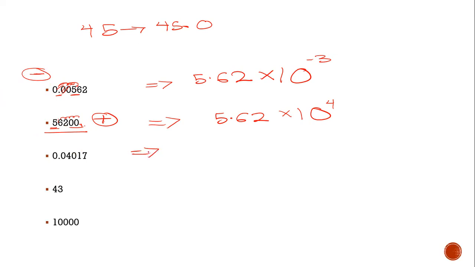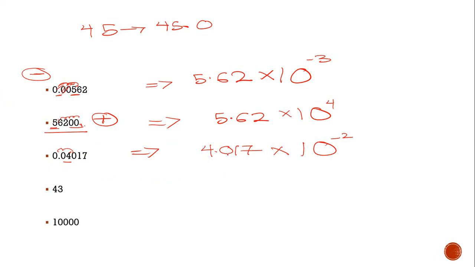So let's try this one. Again, we put the decimal point next to the first significant number here, which is 4. That'll be 4.017, times 10 to the power of. So how far did we move the decimal point? Just 1, 2. And where is the decimal point coming from? It's coming from the left. So that's minus 2.